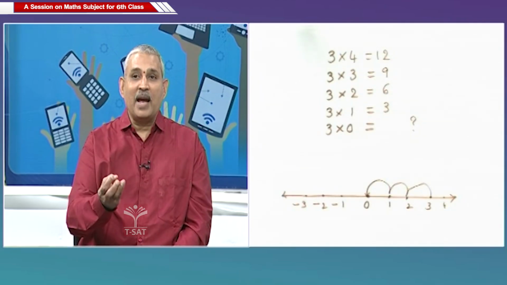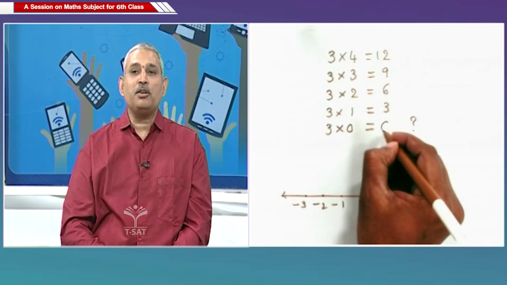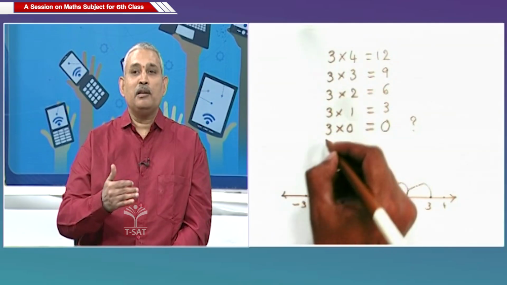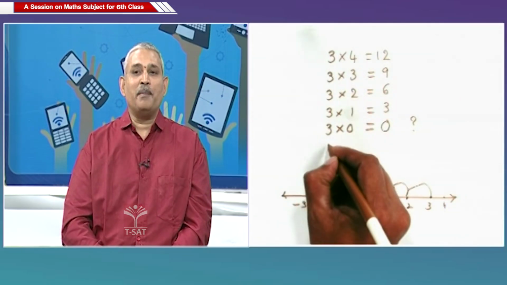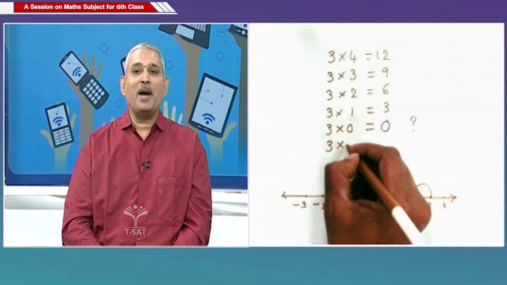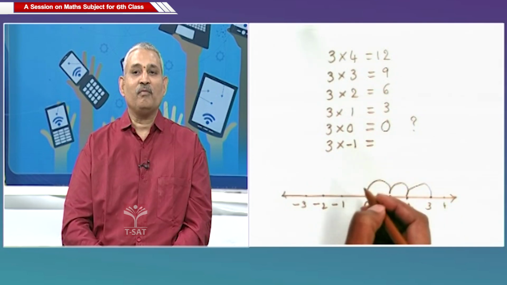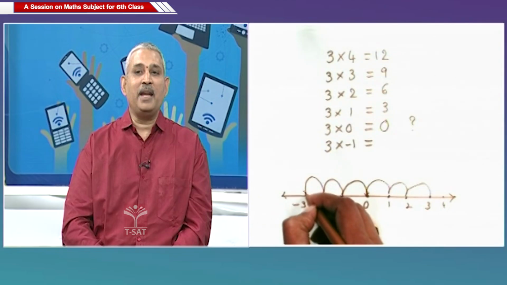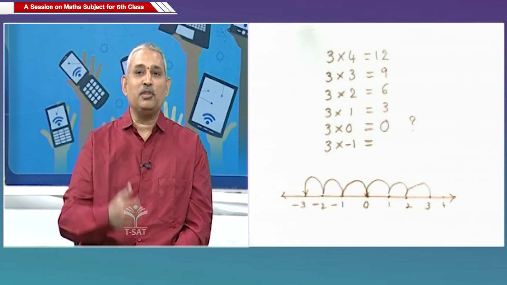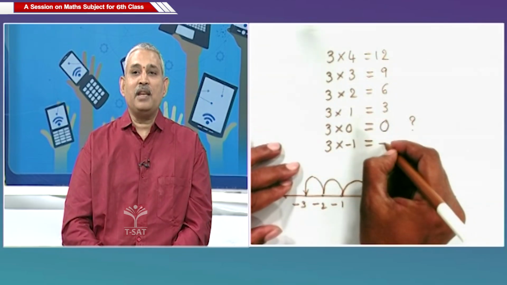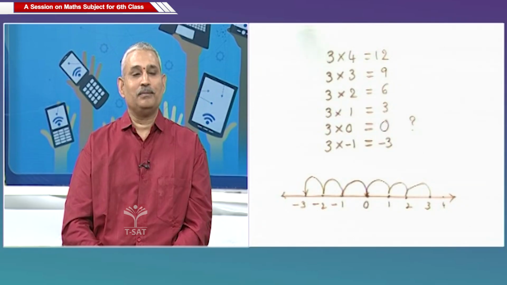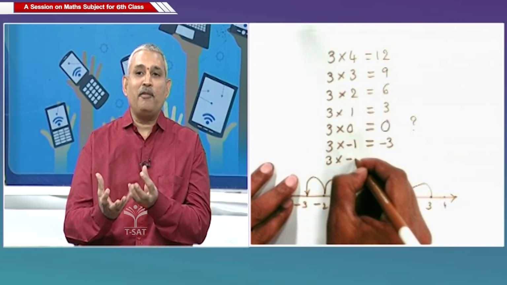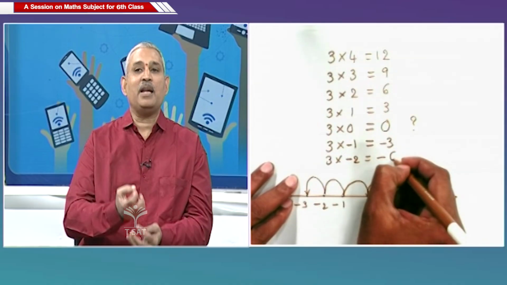This pattern, if they understand easily, they will write 3 into 0 is 0. And suppose if I want to extend this for negative numbers, then I can say 3 into minus 1. Again 3 times: 1, 2, 3. It will land at negative 3. Yes. So like this, if they observe the patterns, then it is easy for them to understand, and whatever we are saying will be settled in their mind.